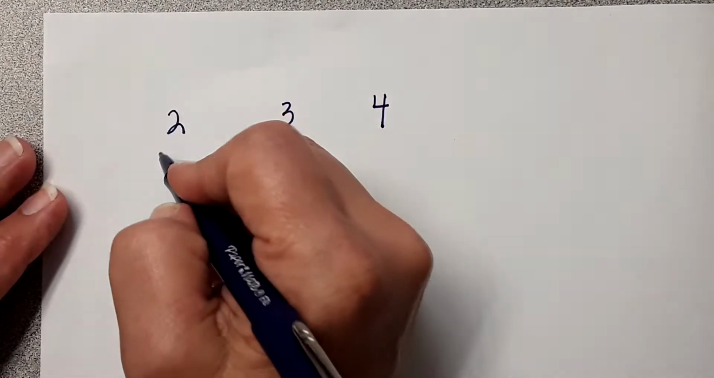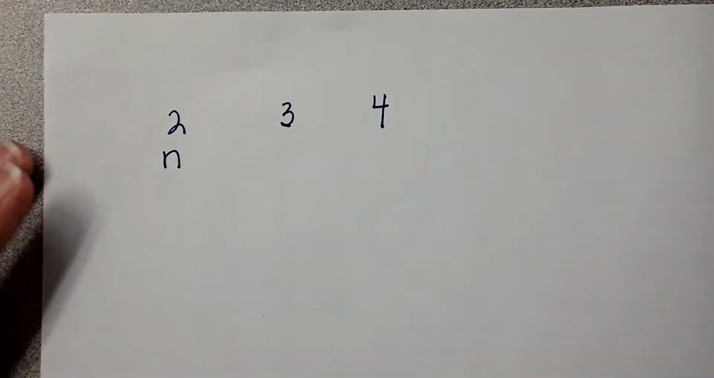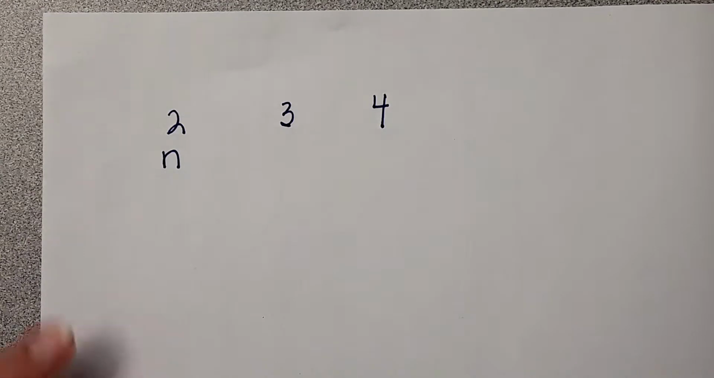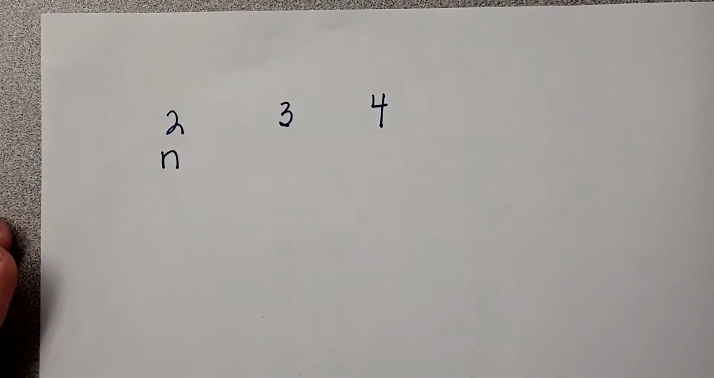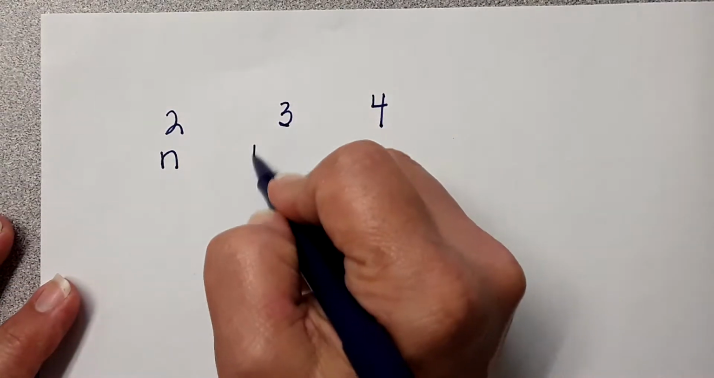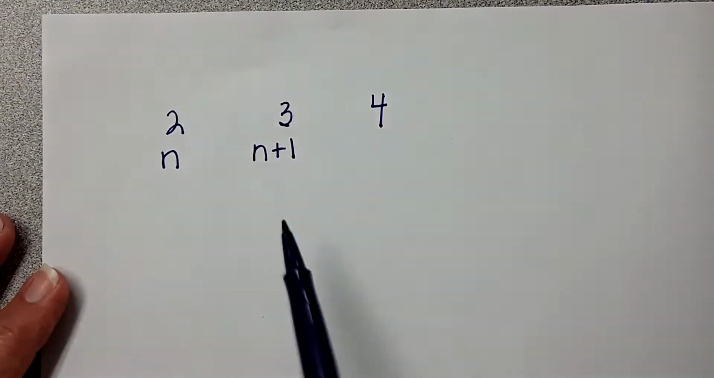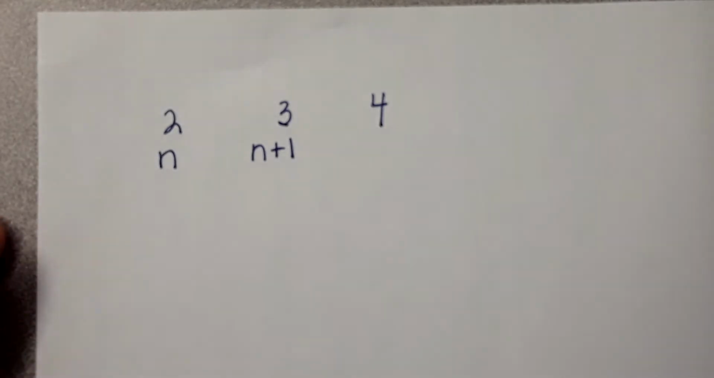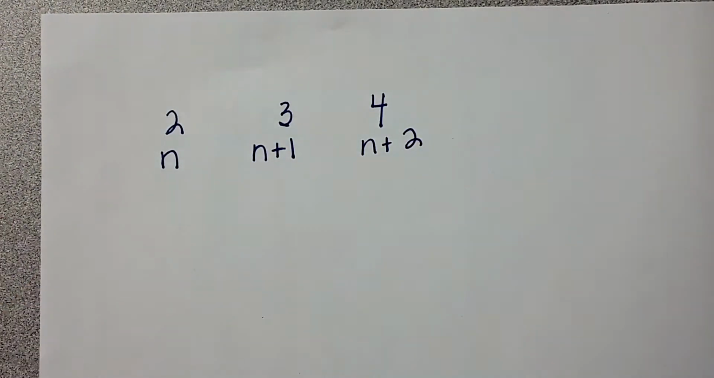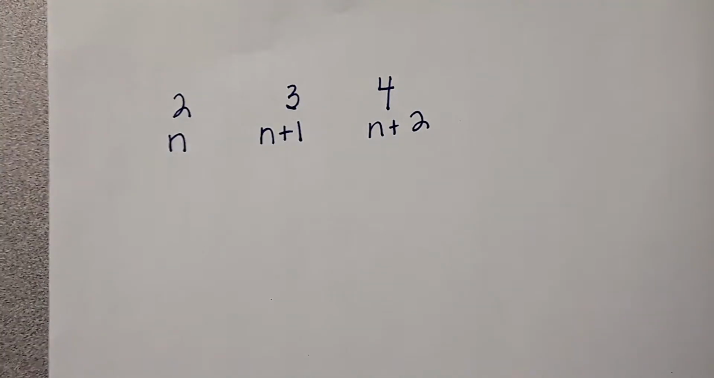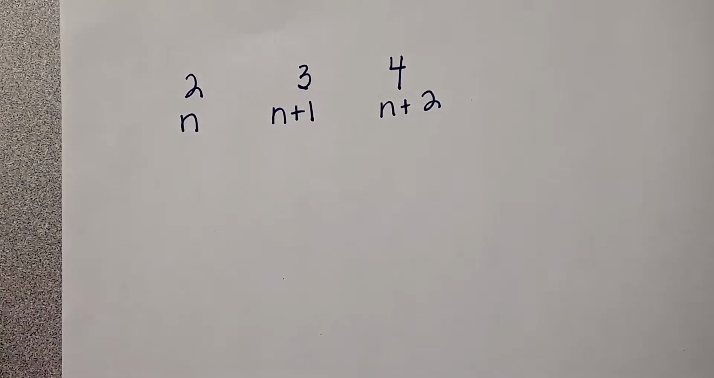If I give this a letter n, okay? So that's n. What did I do to n to get to 3? I did plus 1. What did I do to n to get 4? Plus 2. Okay. Good. Now let's think of another set. Someone give me another number. I don't care.